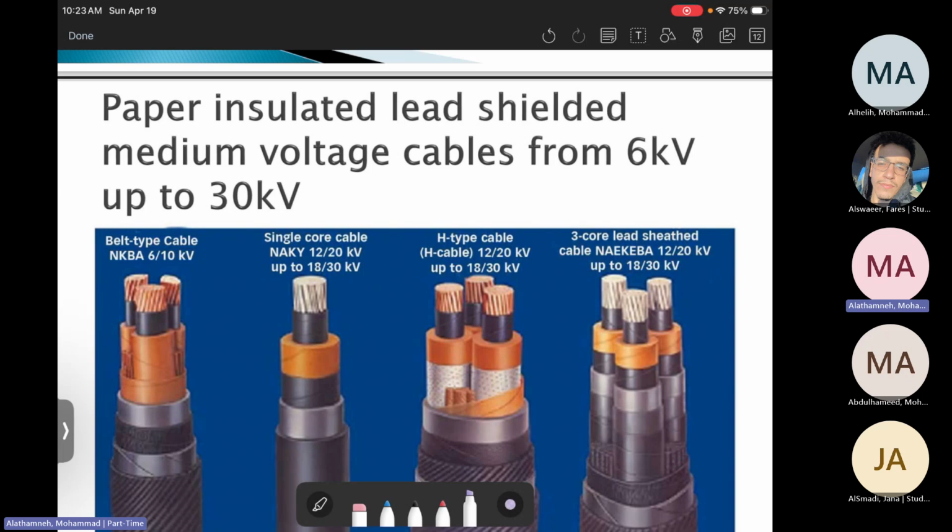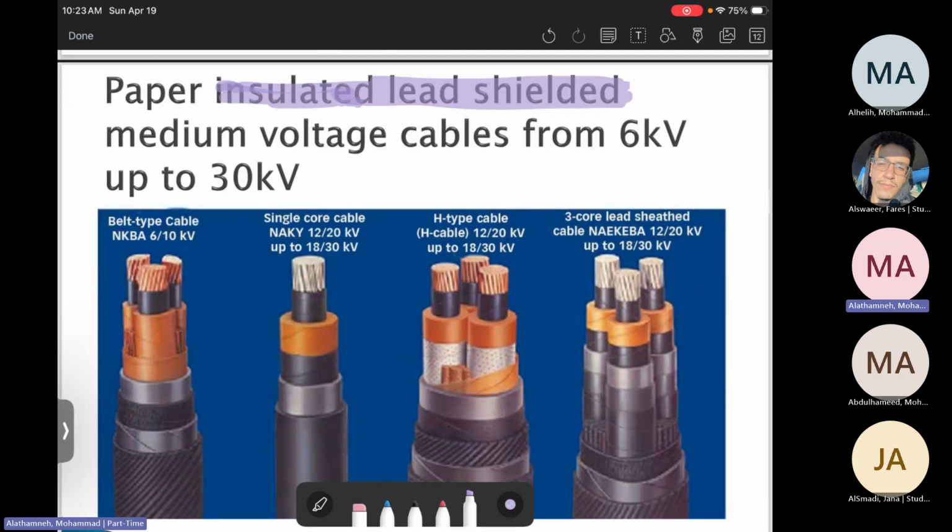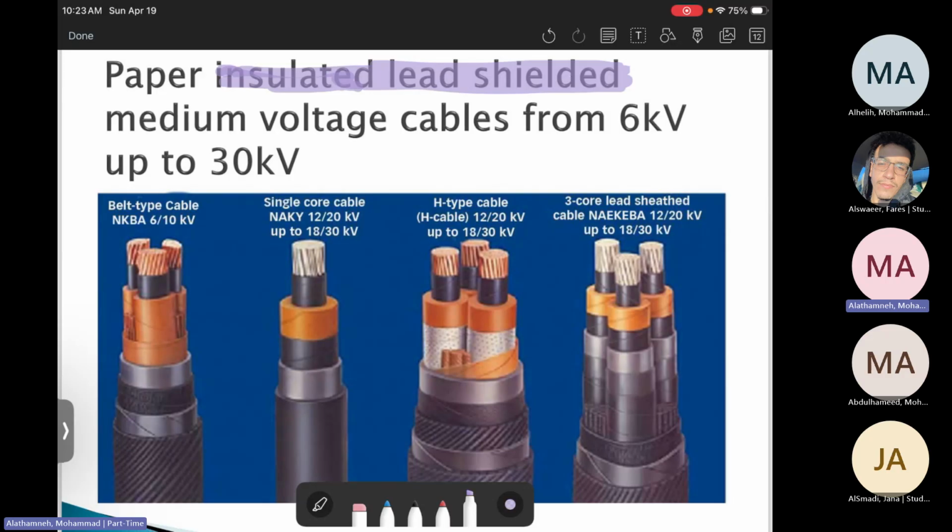Now, the other one, which is called paper insulated lead shielded medium. So there is no XLPE. The insulation is lead shielded. Again, we said lead shielded is good, but it can impact the environment because it's very toxic. But anyway, this will have additional shielding or metallic layer as well, then improve the electric field control. This is, I would say, old in all the grids, while the XLPE is the common right now.